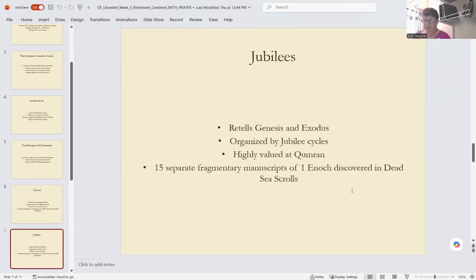The name Jubilees comes from its chronological system. The entire history of the world is organized into Jubilee cycles of 49 years, 7 periods of 7 years. And Jubilee is referenced in the Old Testament: every 49 years, you're supposed to forgive everybody's debts and set all your slaves free. There's no evidence that anybody actually did that.